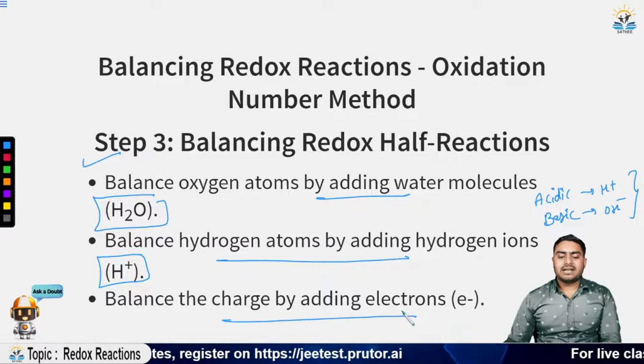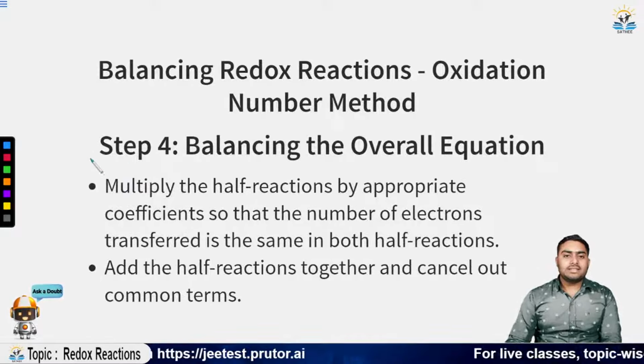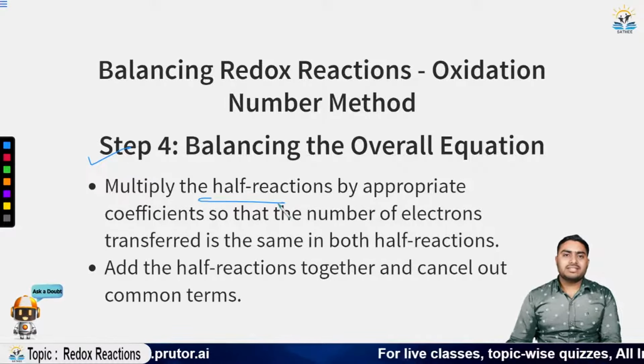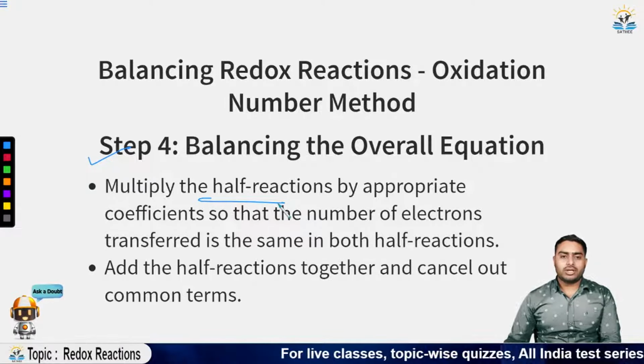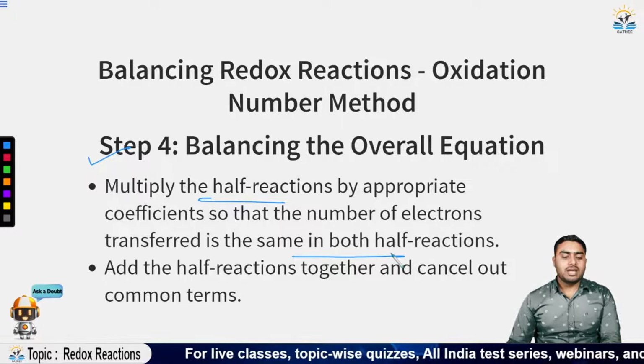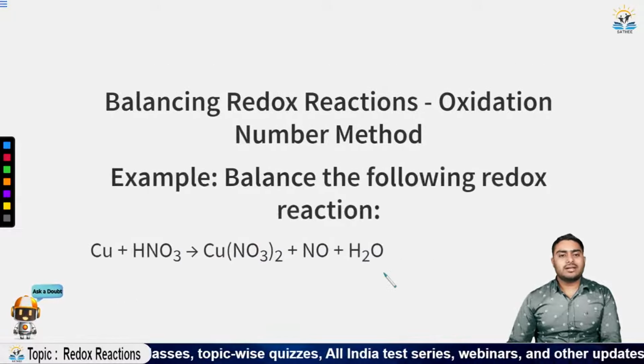Balance the charge by adding electrons. Balancing the overall equation: multiply the half reactions by appropriate coefficients so that the number of electrons transferred is the same in both half reactions, then add the half reactions together and cancel the common terms.